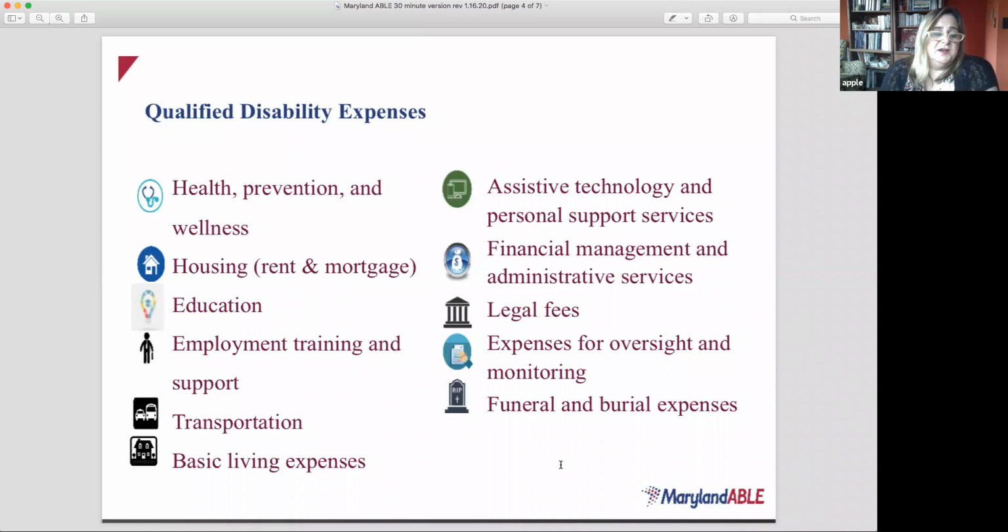With assistive technology, that can be as simple as something like a cell phone and your monthly cell phone bill. So these are just some general categories and a couple of the examples. I'm going to just stop right here, and I want to check in to see if we have any questions on any of the things that we've covered so far.